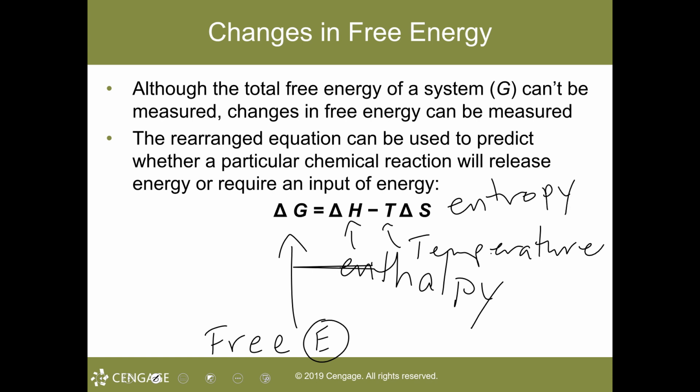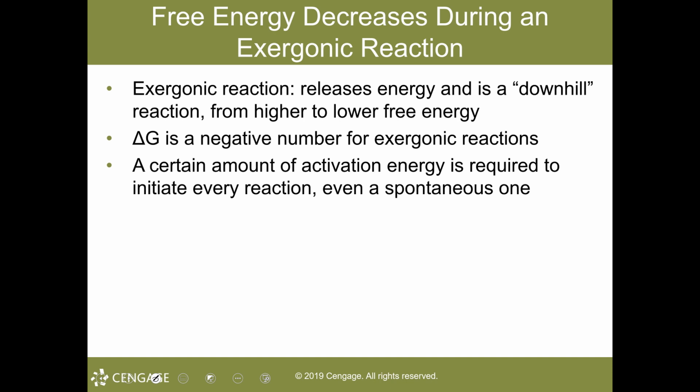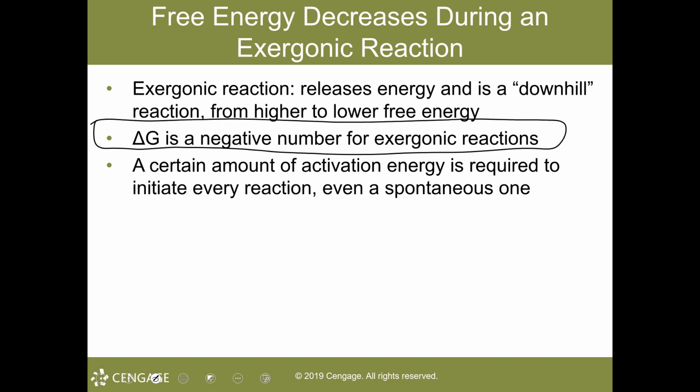So this is that equation that can be used to determine, of course, the amount of free energy that is there and available to do work. So an exergonic reaction is a release of energy and is said to be a spontaneous or downhill reaction, from higher to lower energy. It's because the total free energy in its final state is less than the total free energy in its initial state. In other words, class, if there is energy that is available, delta G will be a negative number.